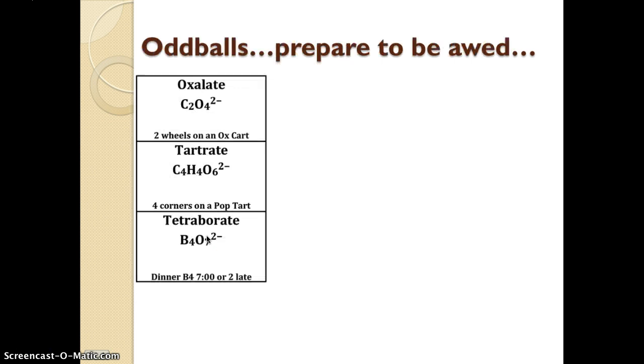So here are 3 that are a little bit trickier. These, thankfully, are not as common as most of the ones that we've talked about so far. They have some little memory devices here to help you. First of all, 2 wheels on an ox cart. So I can't draw this in 3 dimensions very well. I'm really lame at drawing, but if you can imagine, this is the wheel on one side of the cart, and of course there would be another wheel on the back side of the cart.